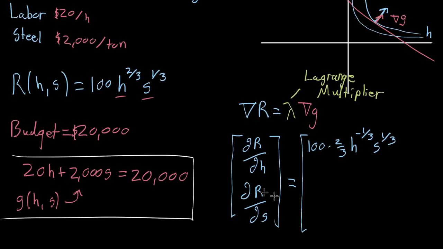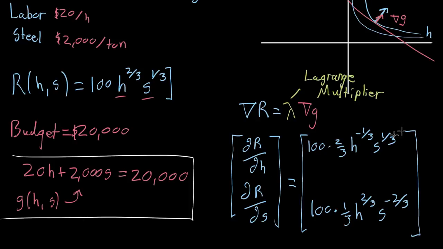So that'll be negative 1/3 multiplied by s to the 1/3. And then the second component here, the partial derivative with respect to s, is going to be 100 times, well, now by treating s as the variable, we take down that 1/3. So that's 1/3. H to the 2/3 just looks like a constant as far as s is concerned. And then we take s to the 1/3 minus 1, which is negative 2/3. Great, so that's the gradient of r.